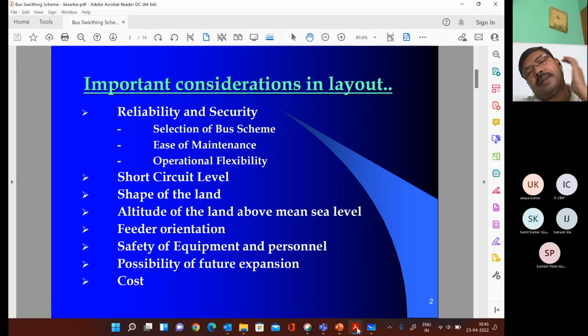Now there are various considerations when selecting a bus switching scheme, and after the bus switching scheme there will be a layout. The bus switching scheme is basically a single line diagram, and then it is converted to a three phase diagram, and how we place it on the land, that is a layout, correct?